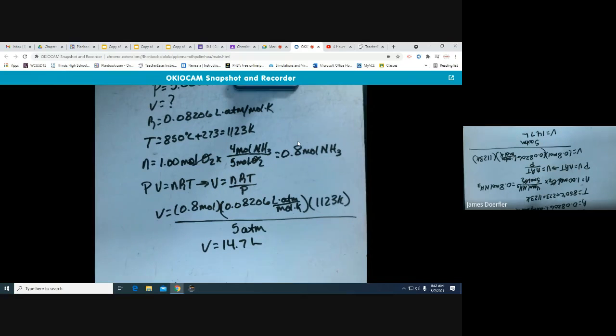After you plug everything in, we should get 14.7 liters of NH3. I'm going to give you time to double check. Good there? Good there? Awesome. If you can't read my chicken scratch, just let me know and I'll clarify what everything is.